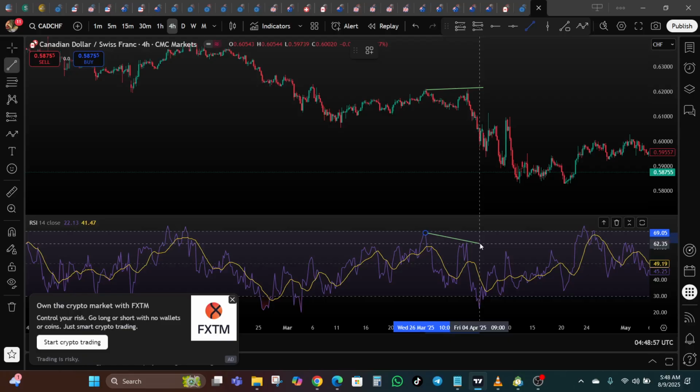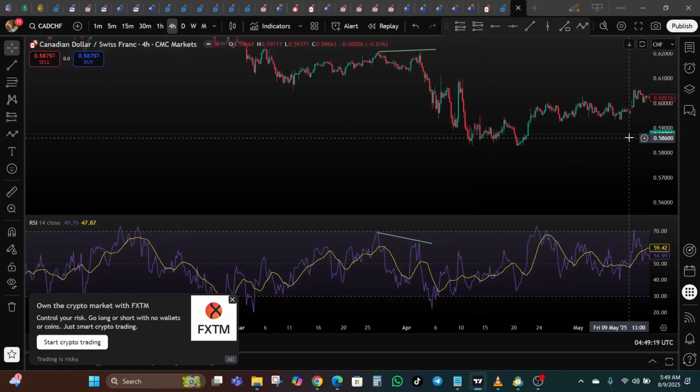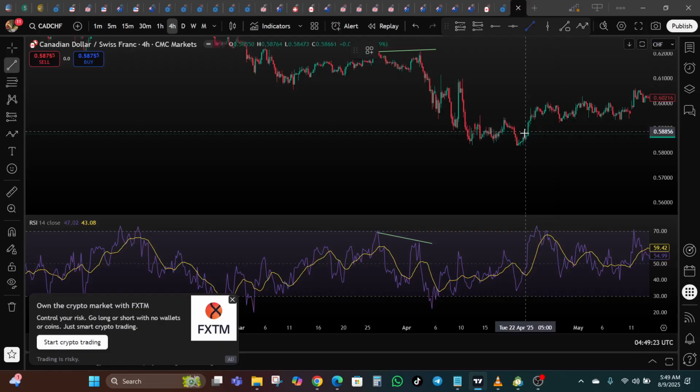Okay, on the other hand, if price makes lower lows, but maybe the RSI makes higher lows, that shows that a bullish reversal is probably about to happen. Okay, and that is a bullish divergence. So, in a situation where price makes lower lows and your indicator makes higher lows, it shows that a bullish reversal could be imminent. This strategy is particularly useful for catching early trend changes.